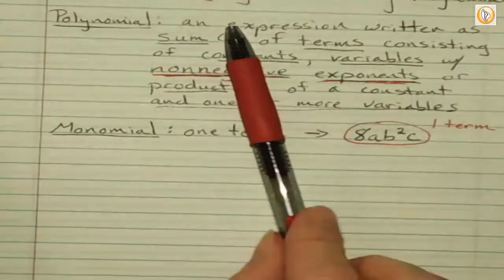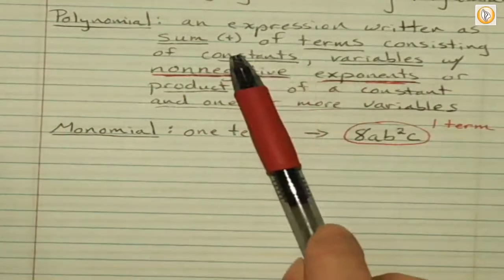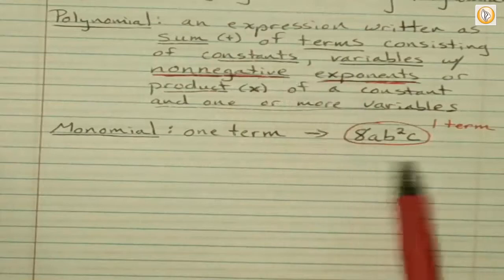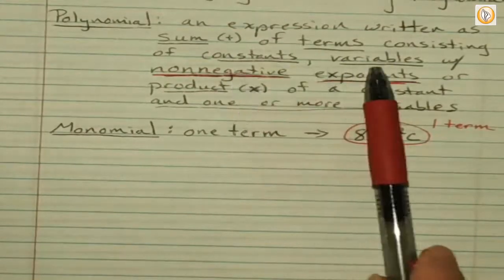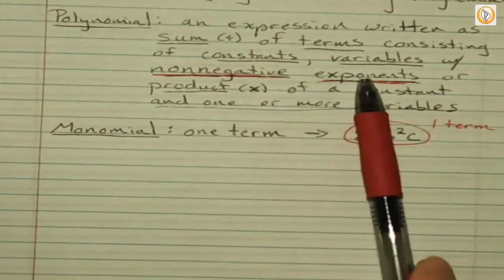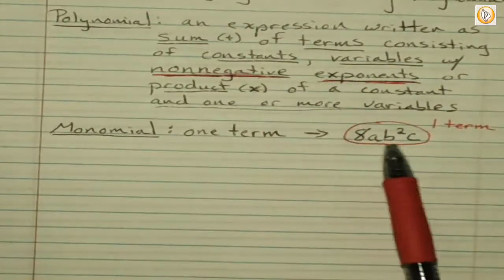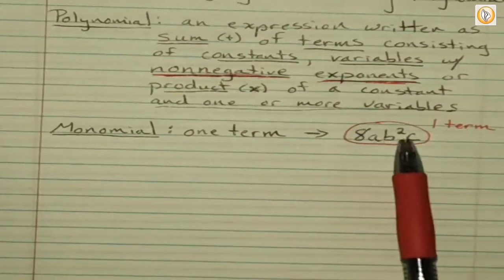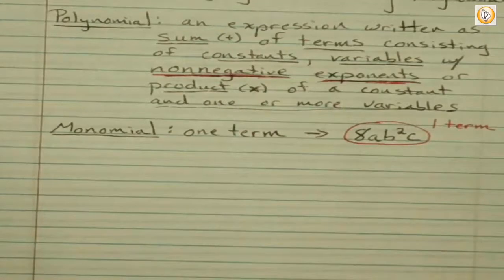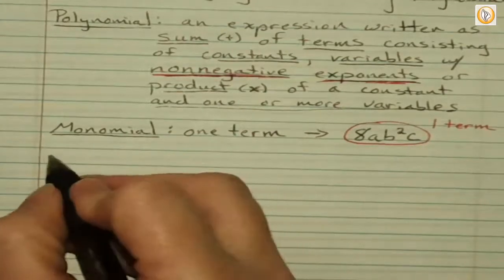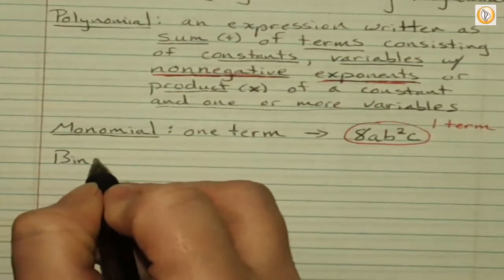So polynomial is an expression written as a sum of terms. Now we're not adding a bunch of terms here. This is one term consisting of constants, variables, with positive exponents, or product, that's what this one is, of constants and one or more variables. That's what that is. So let's look at what a binomial is.